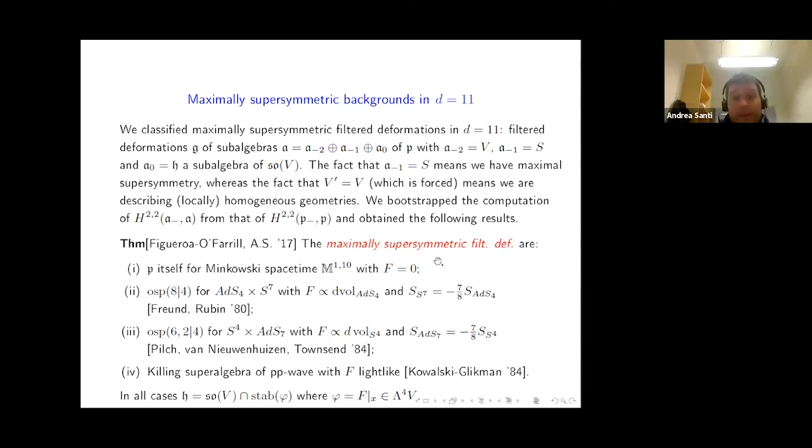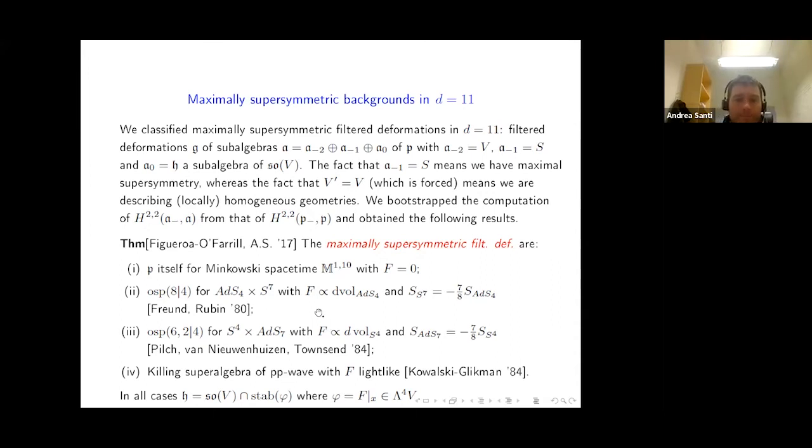So what we really classified is the filtered deformation associated to this solution. So we arrive at orthosymplectic 8-4. So the even part is SO8, the isometry of the sphere, and SP4, which is the isometry of AdS4, and the odd part is of dimension 32.